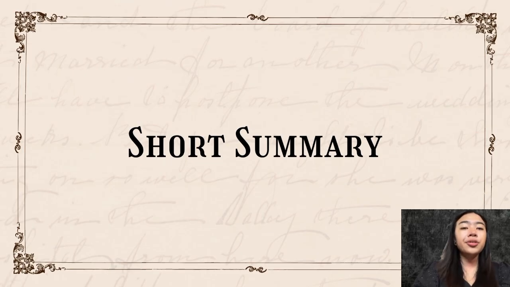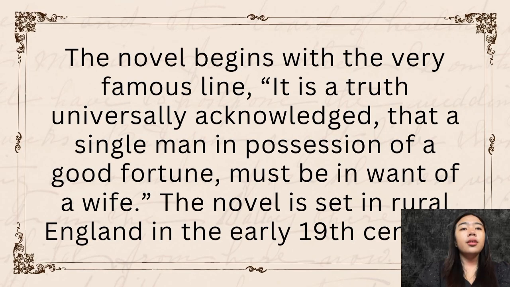So now let's move to the summary of the story, Pride and Prejudice. The novel begins with a very famous line: it is a truth universally acknowledged that a single man in possession of a good fortune must be in want of a wife. The novel is set in rural England in the early 19th century.